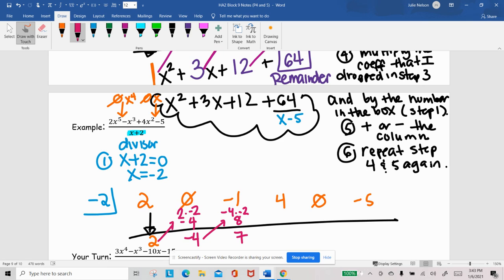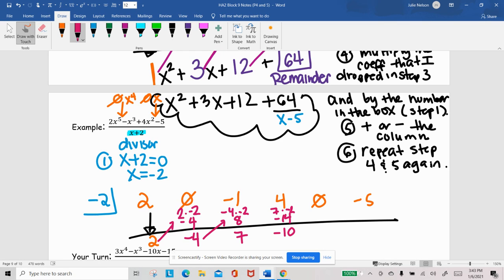Whatever number I dropped, it multiplies to the number in the box. So 7 times -2 is -14. And I add and subtract going down. 4 minus 14 is -10.